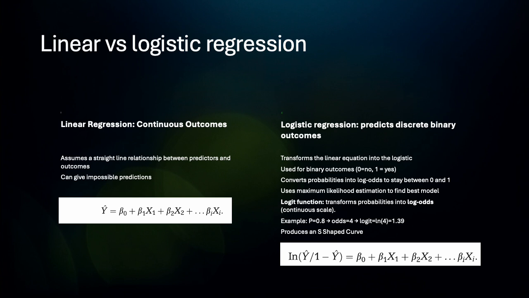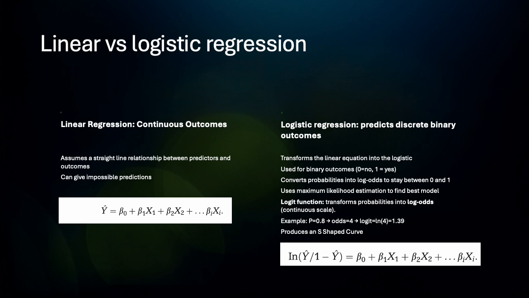Logistic regression on the right fixes that by transforming the equation. Instead of predicting a straight line, it predicts the log odds of the outcome. Basically, the log of the probability that something happens versus it doesn't. This means that this method is built for binary outcomes where 0 equals no and 1 equals yes. It converts those probabilities into log odds, keeping everything between 0 and 1. It also uses maximum likelihood estimation to find the best fitting model. Basically, it's going to choose the coefficients that make the observed outcomes the most probable.